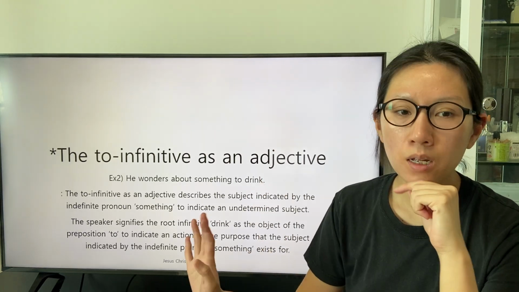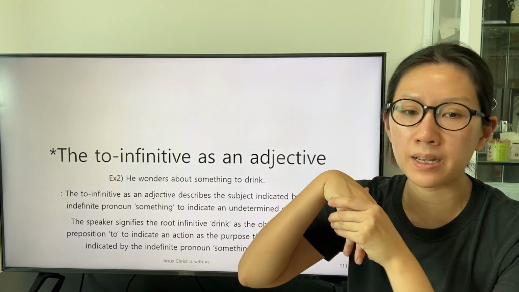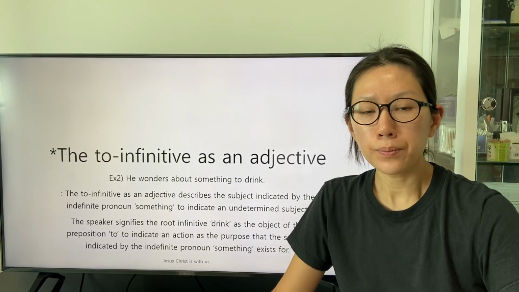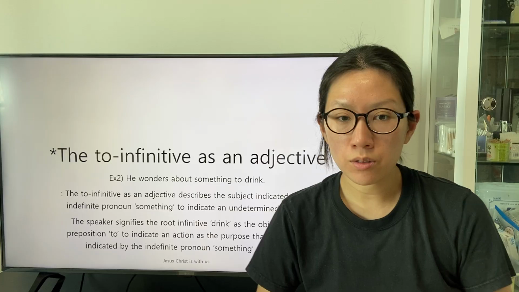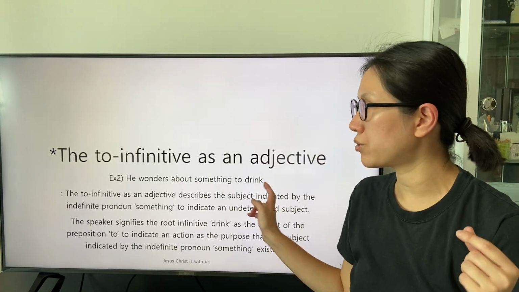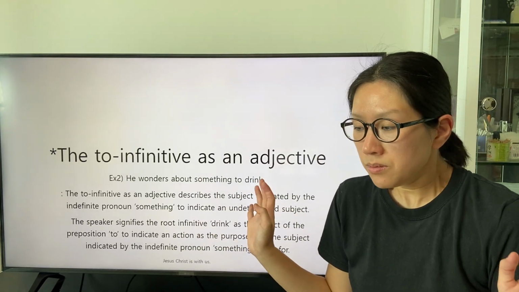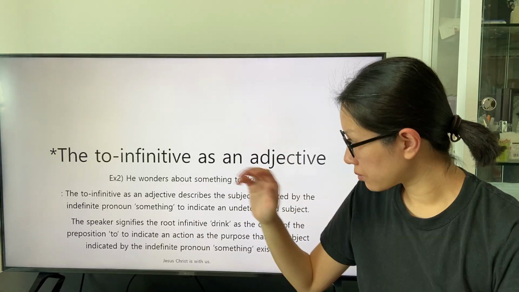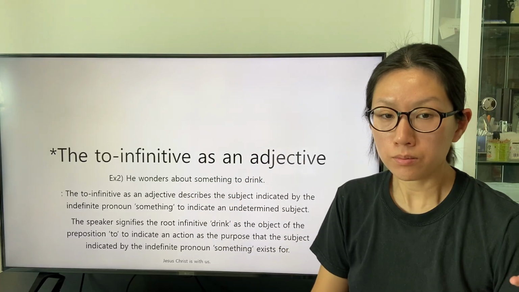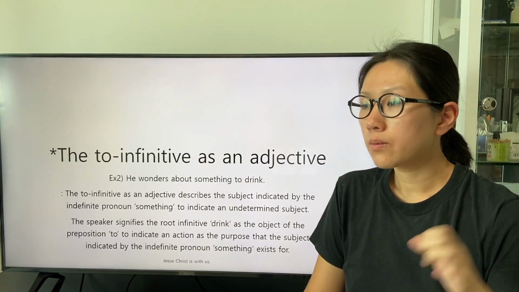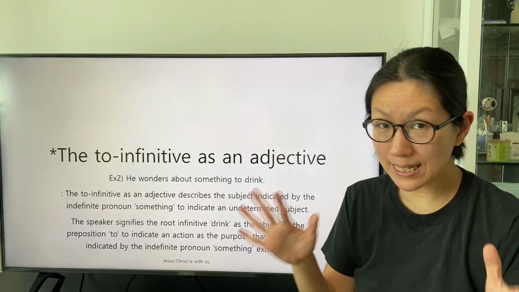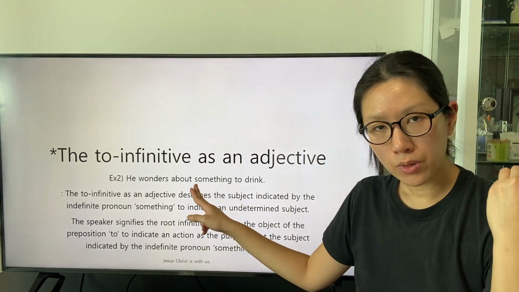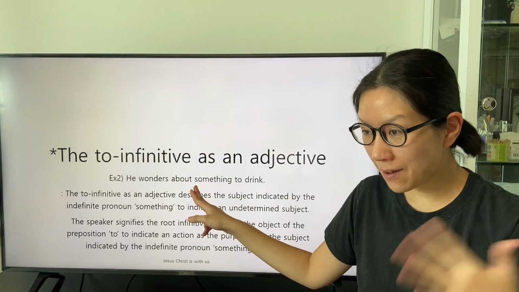There is a case where the to infinitive is applied with a trait of an adjective. There is a clause: he wonders about something to drink. In this clause, the speaker sets the subject of the preposition to as the indefinite pronoun something.